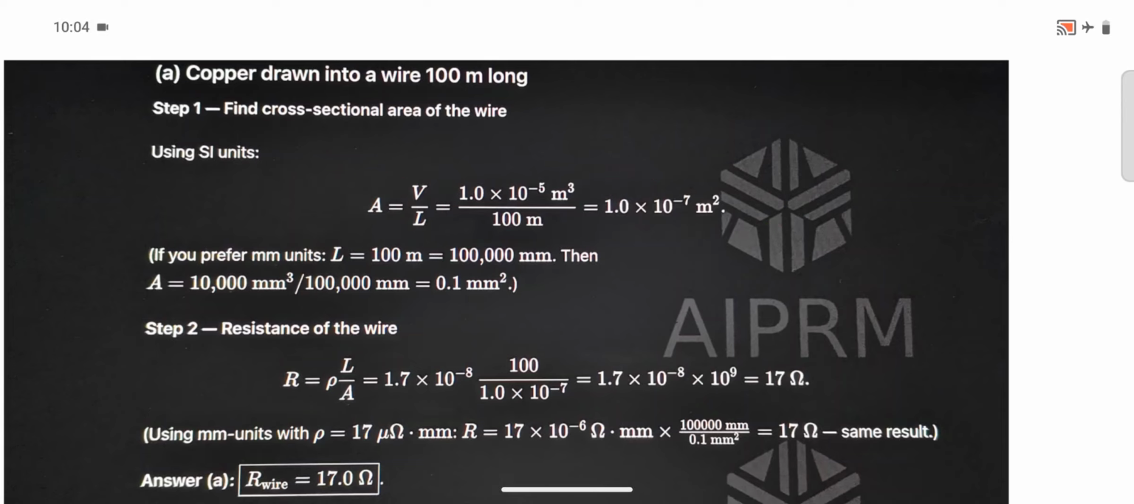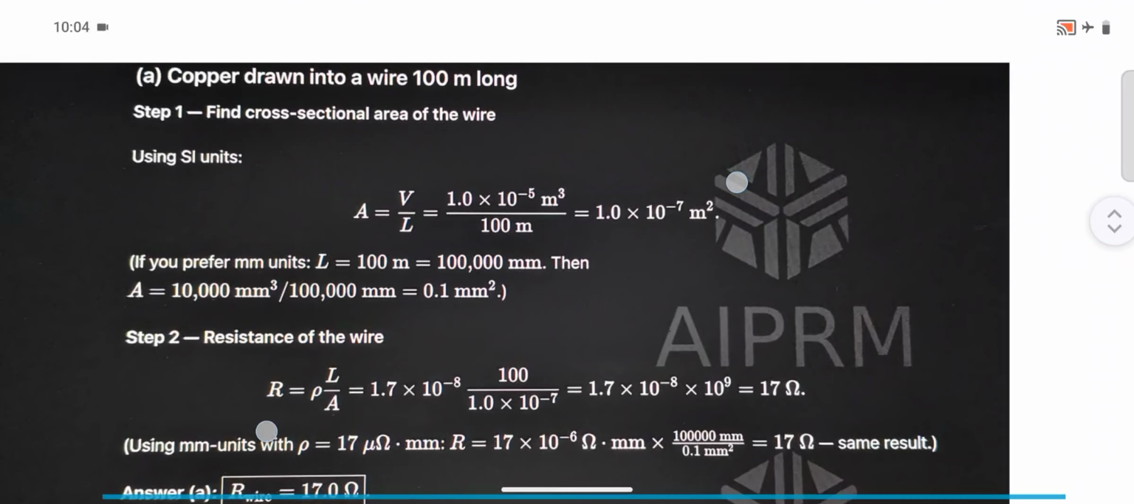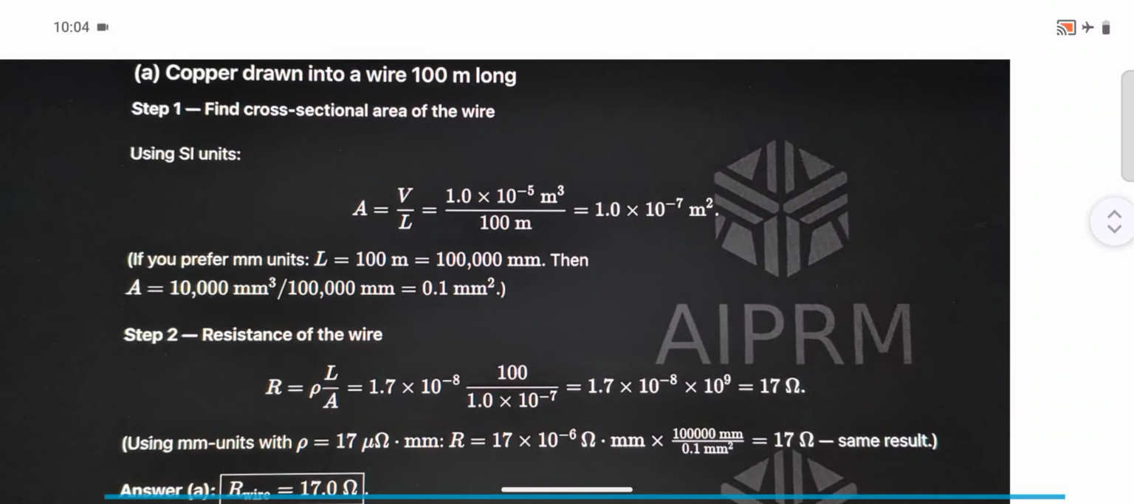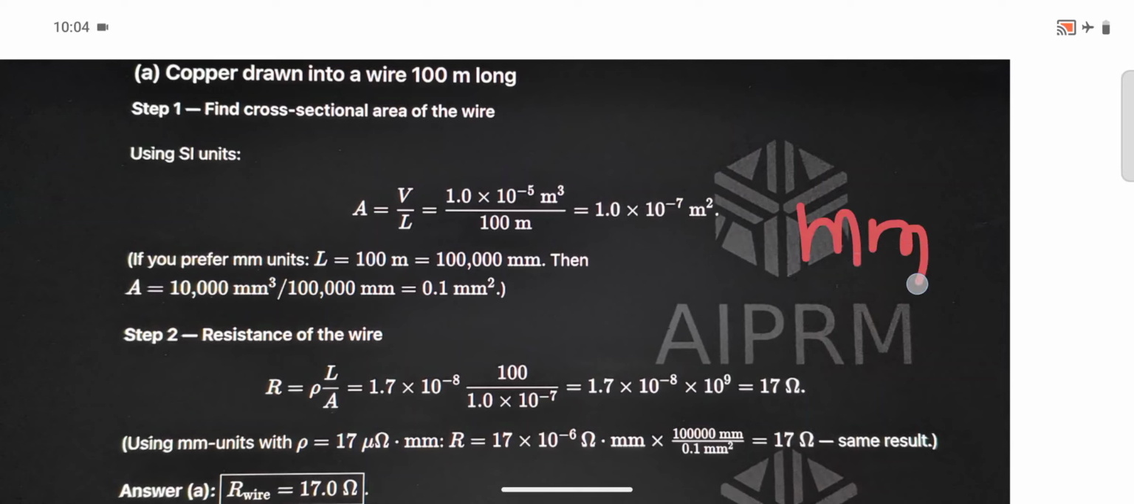Now, the area we already calculated in meter square, and we can convert it into millimeter square. How can we convert? We can see on the screen in this question. Now, in the first condition, we have calculated the area.